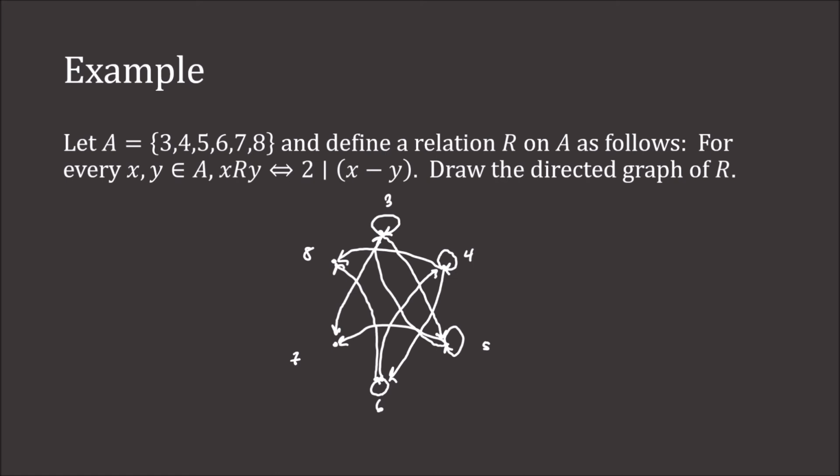7 minus 3 is divisible by 2. 7 minus 4 is not. 7 minus 5 is divisible by 2. 7 minus 6 is not. 7 minus 7 is, but 7 minus 8 is not. 8 minus 3 is not, but 8 minus 4 is. 8 minus 5 isn't, but 8 minus 6 is. 8 minus 7 isn't, but 8 minus 8 is. And then this would be our directed graph.